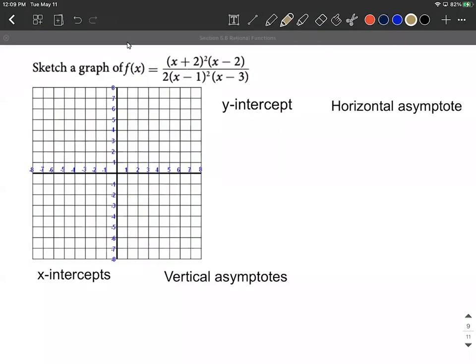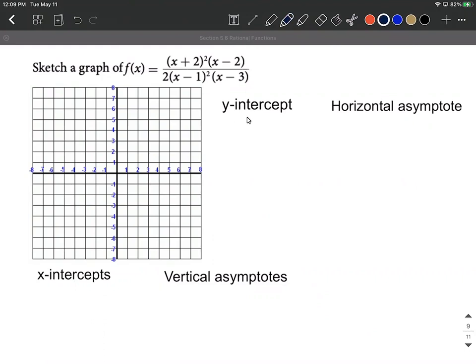Let's sketch a rational function. So this one starts out nice and factored for us. And what we're going to do is collect a bunch of information: y-intercept, x-intercepts, vertical asymptotes, horizontal asymptotes, collect all this information and then put it together into a nice graph. Most of this information isn't that difficult to actually collect. You just have to take your time and work through it.